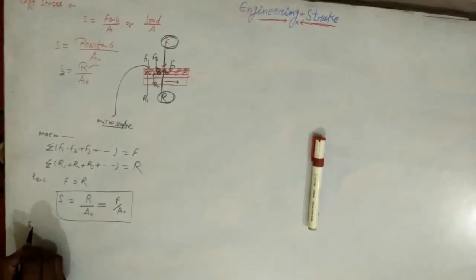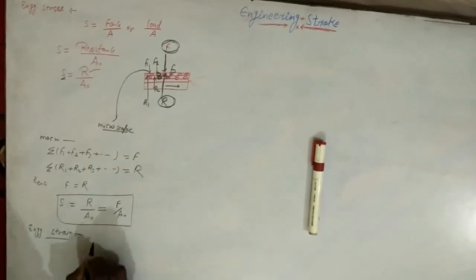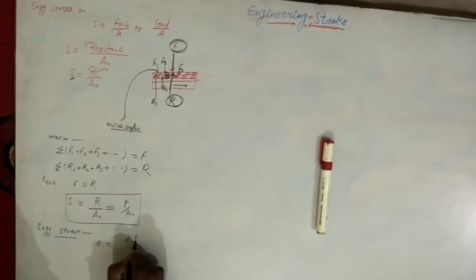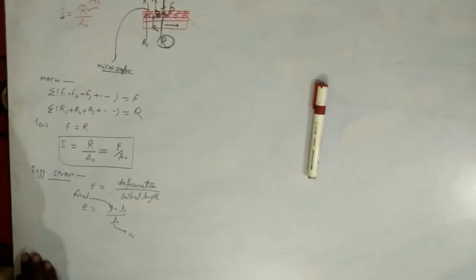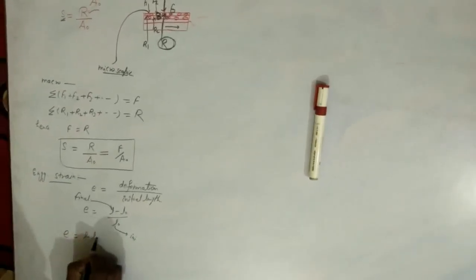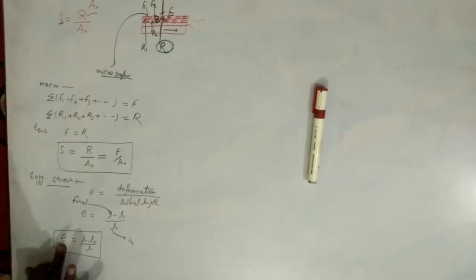And what is engineering strain? Engineering strain is denoted by e, equal to deformation over initial length. That means e equal to L minus L naught over L naught. Here L naught is the initial length and L is the final length. So e equal to L minus L naught over L naught. This is the engineering strain.